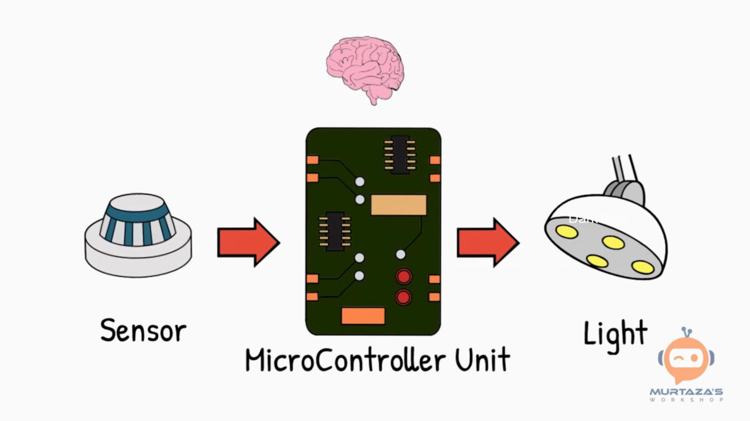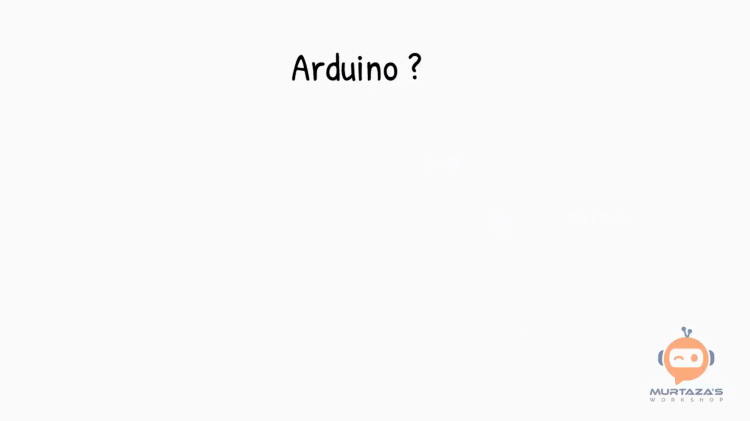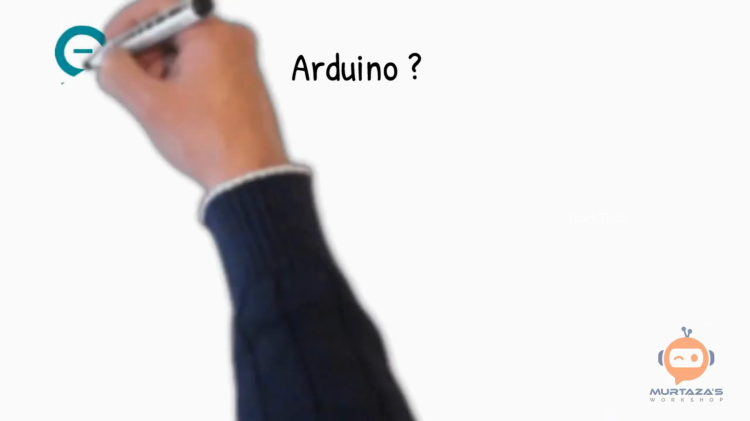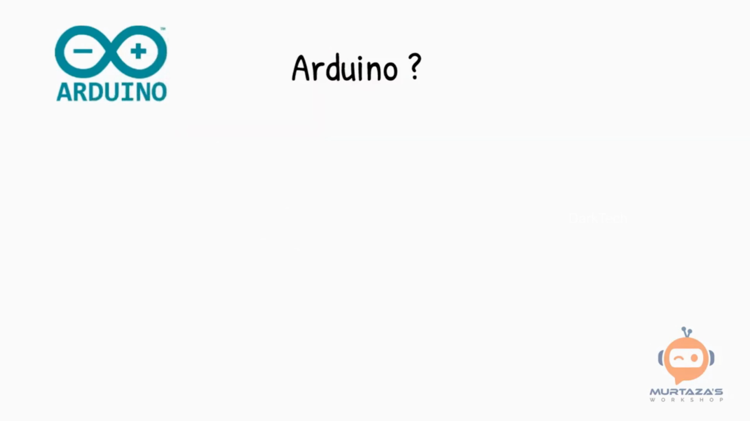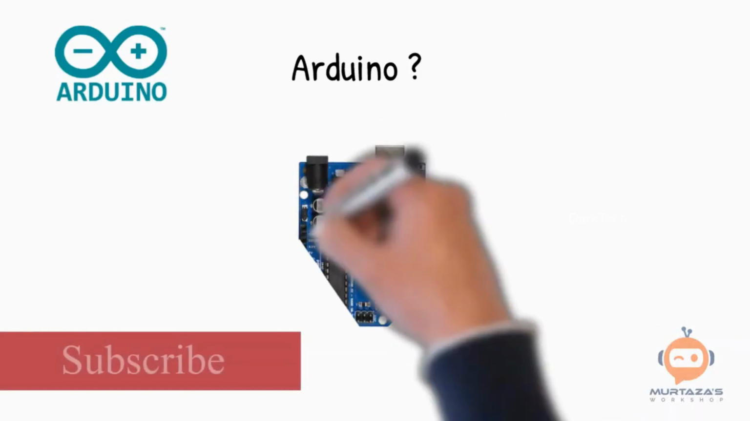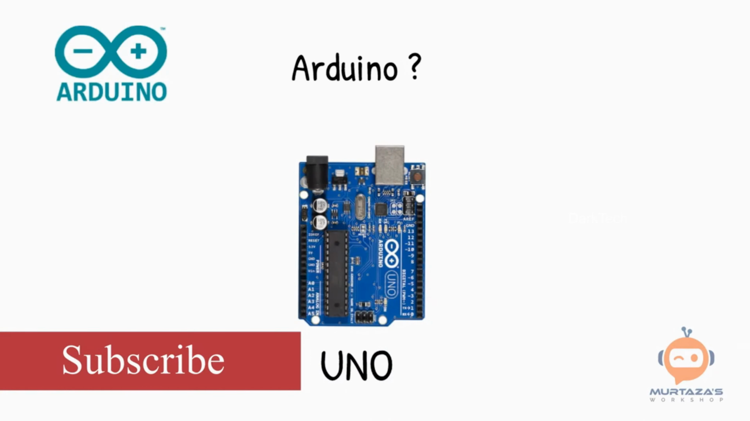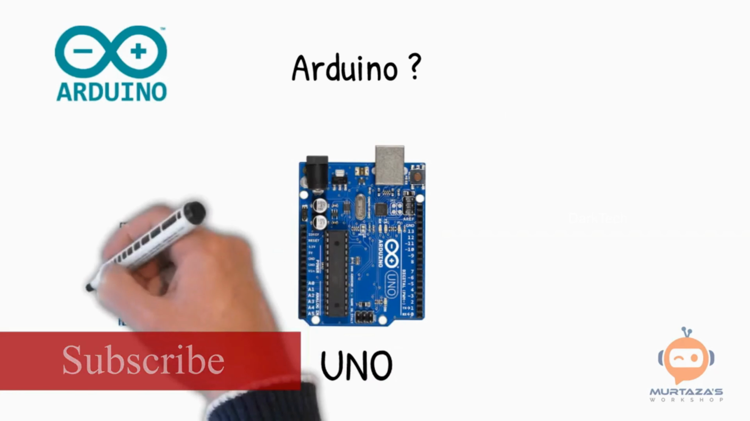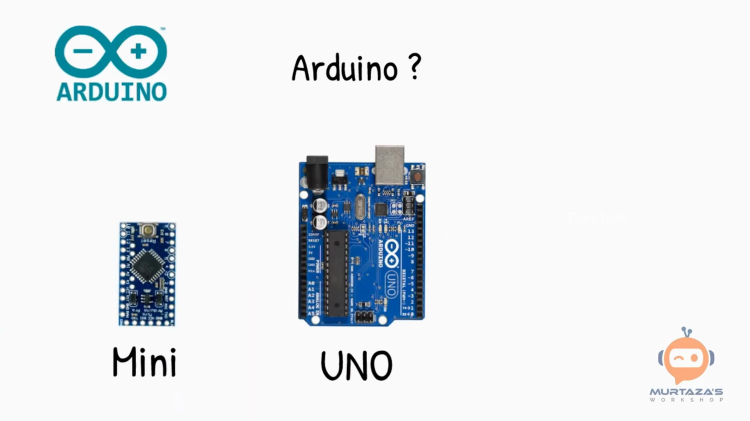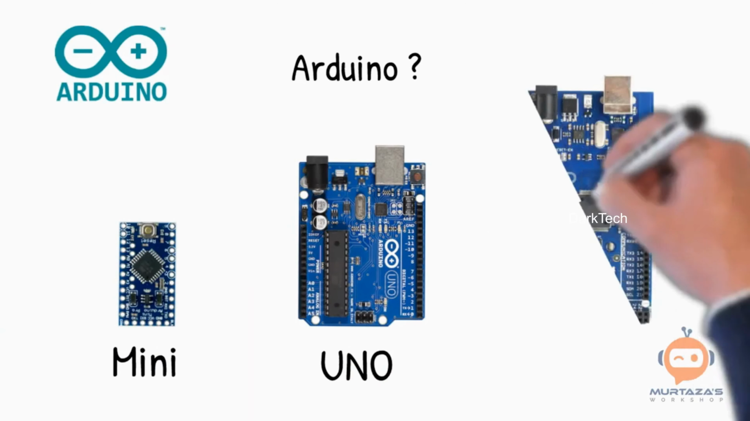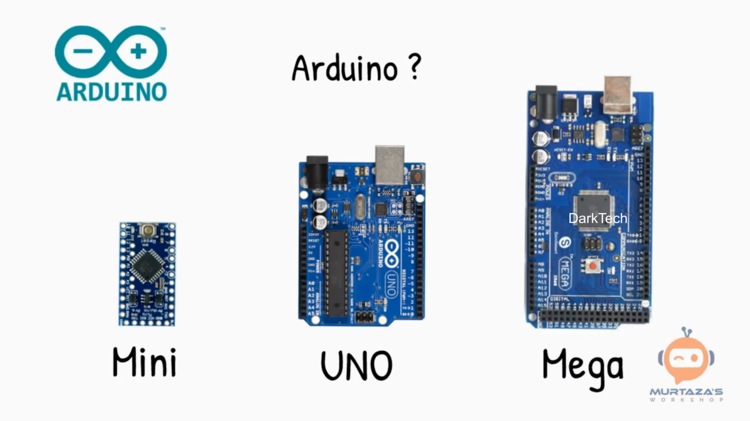So where does the Arduino come in? Arduino is a company that produces microcontroller boards. They have different versions that cater to different scenarios. The most commonly used is the Arduino Uno. They also have more compact versions like Arduino Mini and bigger versions that can handle more sensors like the Arduino Mega.